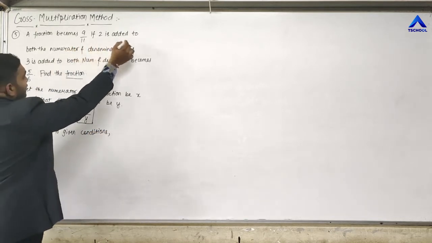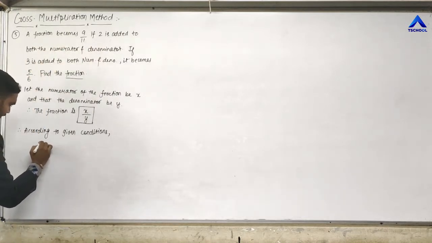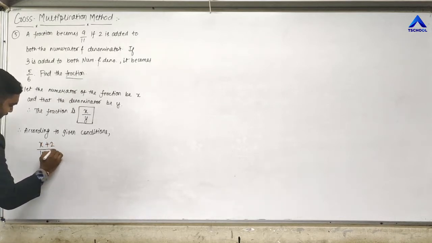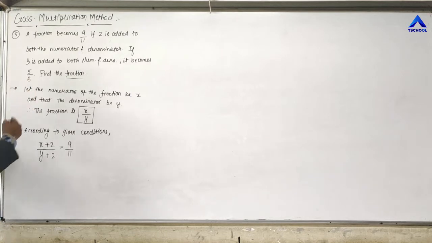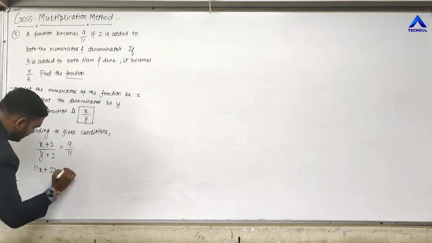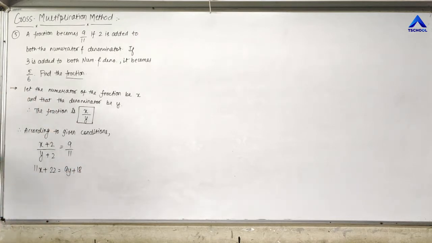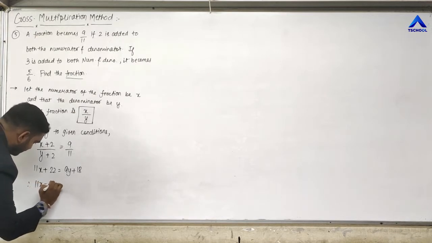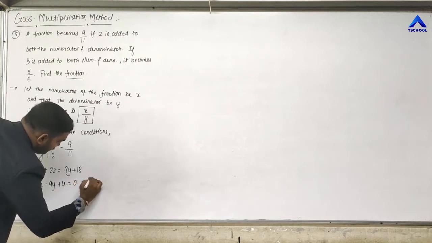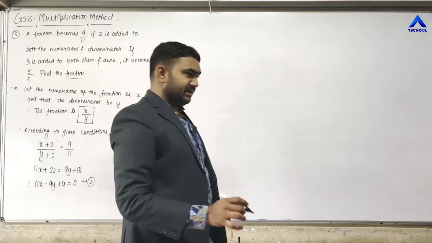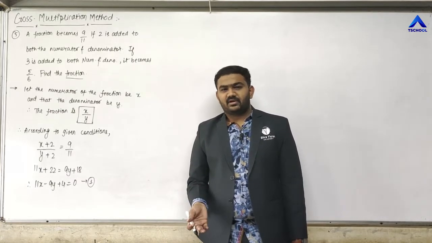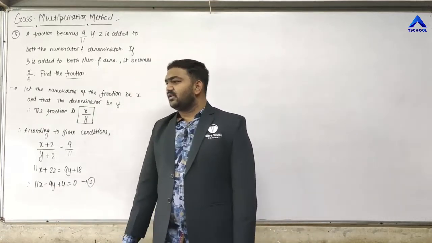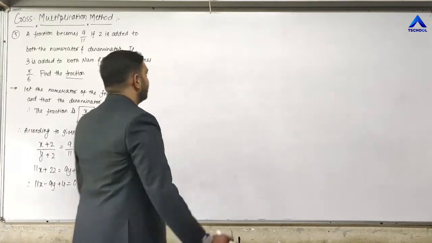the first condition: if 2 is added to both numerator and denominator, the fraction becomes 9 upon 11. So we have the fraction x upon y. If I add 2 to both numerator and denominator, it becomes 9 upon 11. And the second one: if 3 is added to both numerator and denominator, it becomes 5 by 6. First let us solve this. That is 11x plus 22 is equal to 9y plus 18. Taking both the terms on the left side, we get 11x minus 9y plus 4 is equal to 0. Note that this equation must be found in the standard form only, because otherwise you would have to convert it to the standard form again. So why don't we do it here itself? 11x minus 9y plus 4 equal to 0.